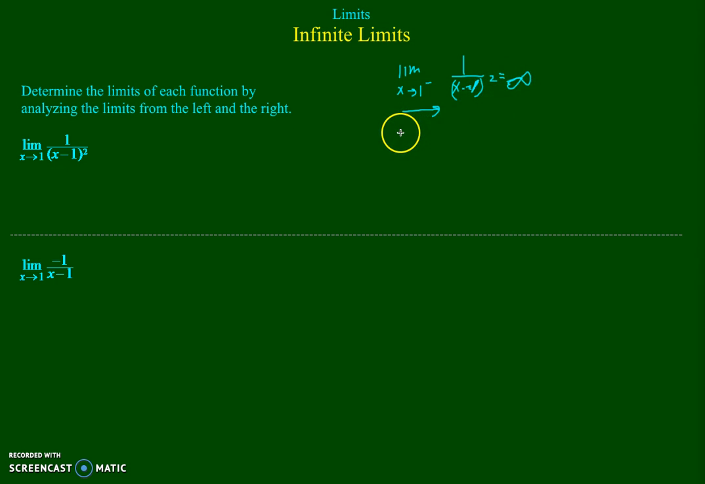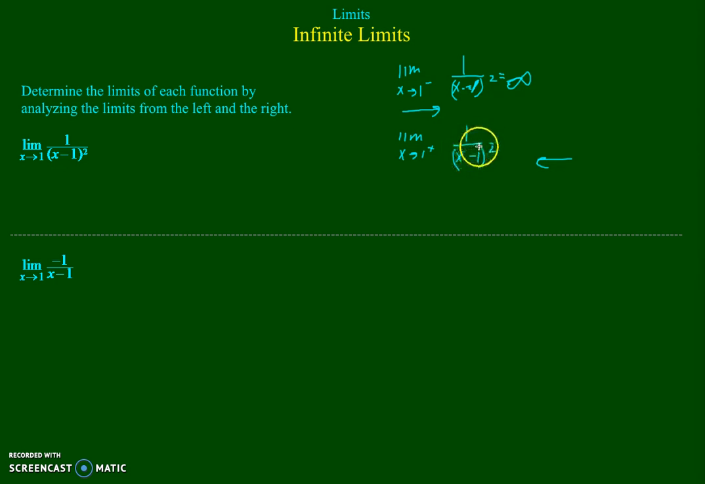Let's take a look at it from the right. The limit as x approaches 1 from the right of 1 over x minus 1 squared. All right, what's happening here is now we're approaching from this side, which means x is greater than 1. Any number greater than 1, minus 1, is going to be positive, but again, that's being squared, so this is still going to be a positive number. As x gets closer and closer to 1, this denominator is going to become closer and closer to 0, which means it's going to go into 1 more and more times.